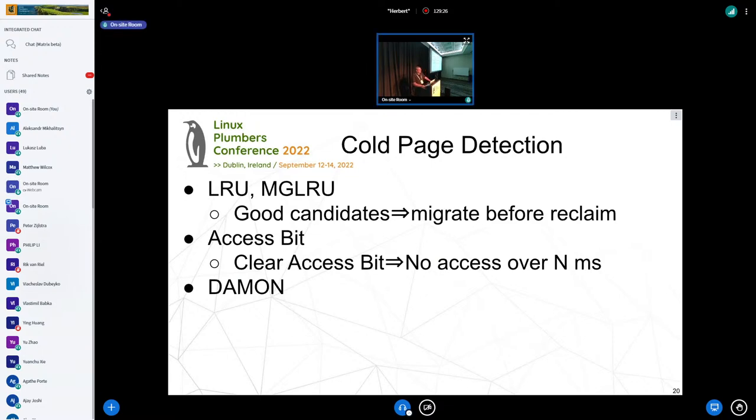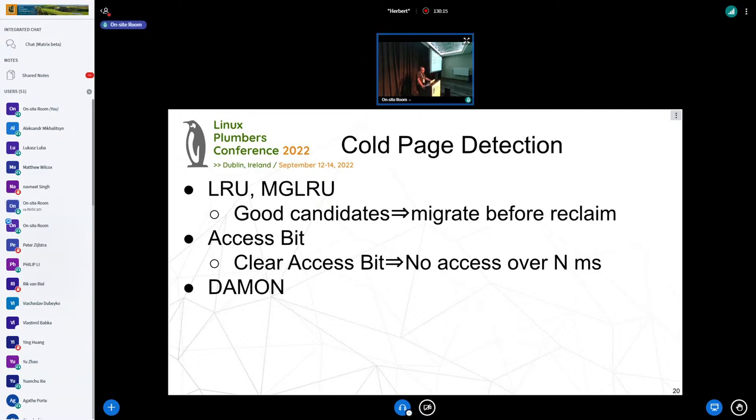So for cold page detection, I think the most obvious one is really least recently used. That's the first kind of thing you can use from the kernel. If a page has not been used and is at the bottom of the LRU, it's very likely that this page is a good candidate to actually be migrated instead of being reclaimed, like if it's a swap page or going back to disk or some other kind of reclaim. You can migrate it to a slower, cheaper memory. I think that's the first kind of candidate. There's a patch set about that, I think from Meta. I think it's a good mechanism from the kernel. So I don't know if people have any questions.